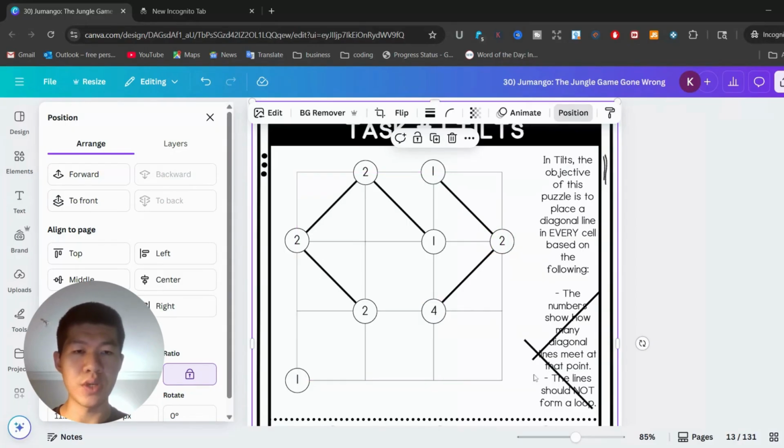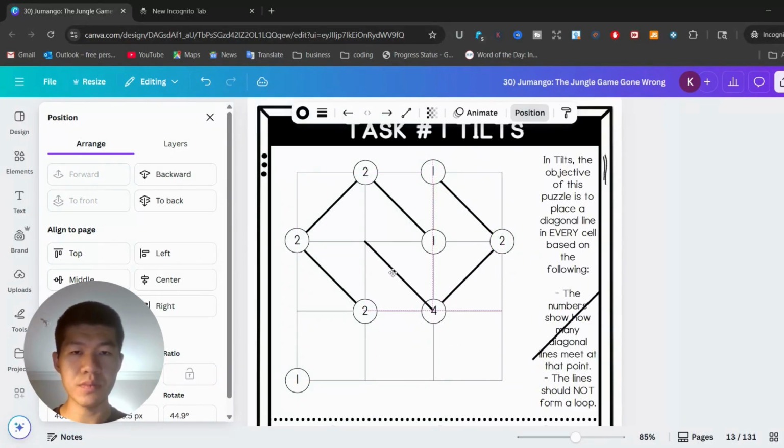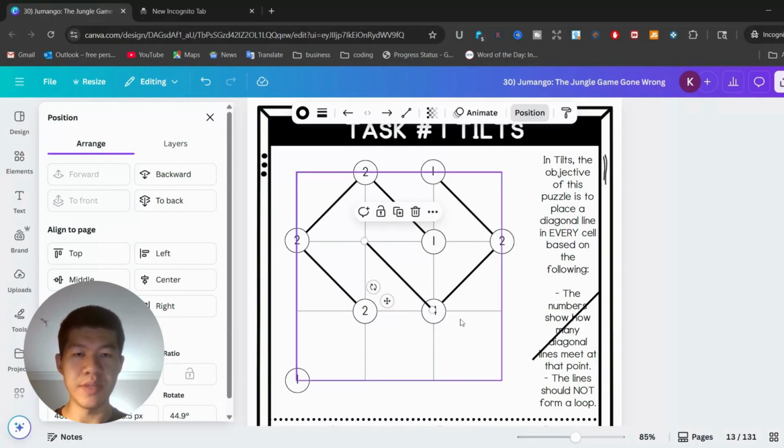I see there's a 4 here. So that means there are going to be 4 lines connecting to this 4.